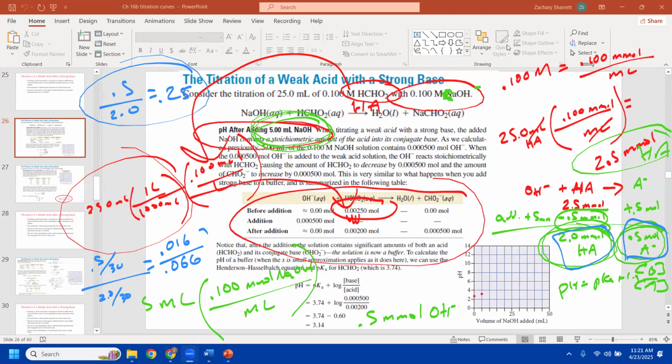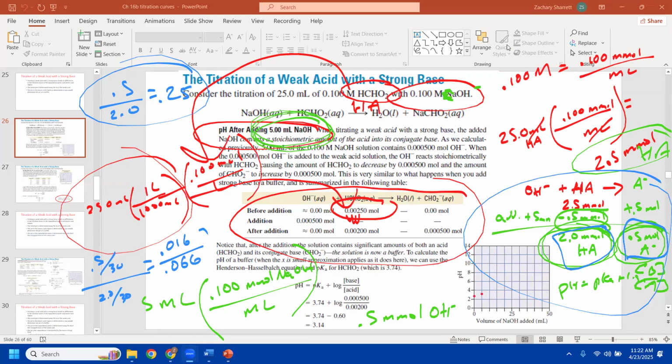See how I did it over here with millimoles? You see how it's 0.5 divided by 2, giving us 0.25, versus 0.0005 divided by 0.002. It's up to you which one you want to use. I prefer to use millimoles. Do we understand how to use millimoles? That's going to make your life easier.